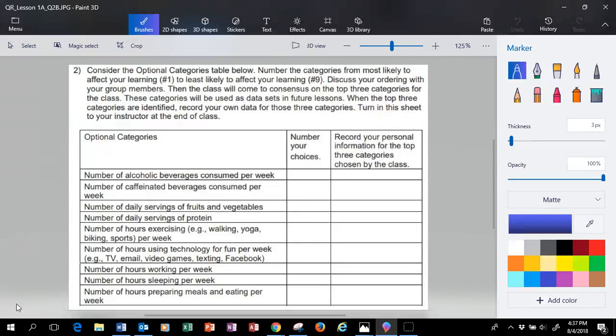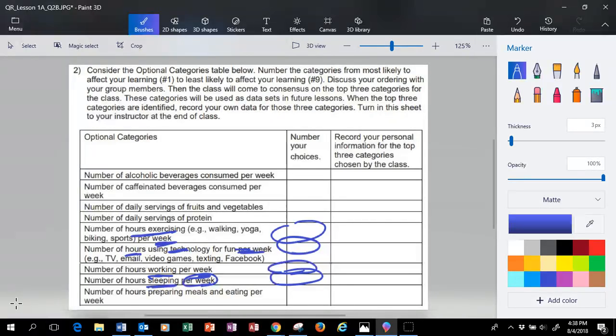When you do hit pause, you're going to go to question number 2 on your data recording page, and what I would like for you to do is complete the number of hours spent exercising per week, the number of hours you are on technology per week, and then I'd also like you to underline the number of hours sleeping per week. And actually, I know we're supposed to do 3, but I'd like you to go ahead and do 4. And that would be the number of hours working per week.